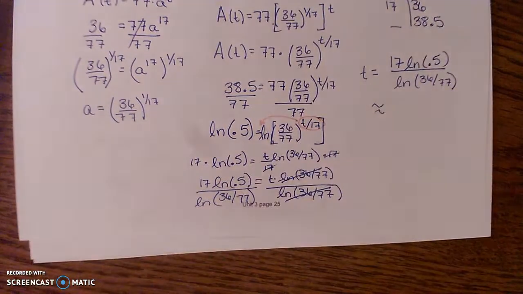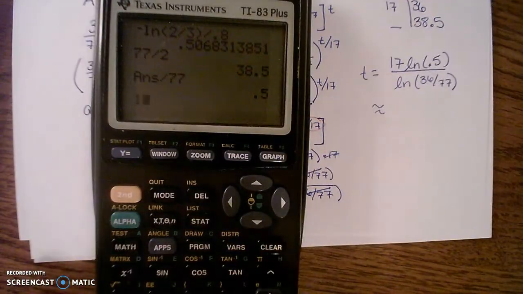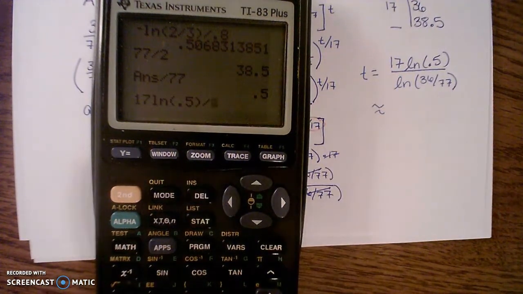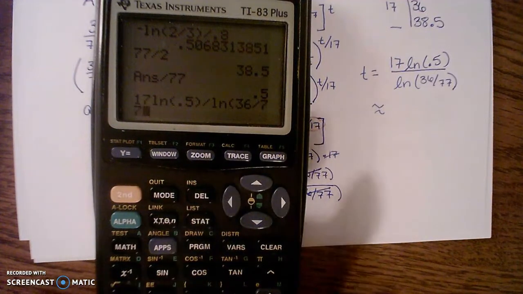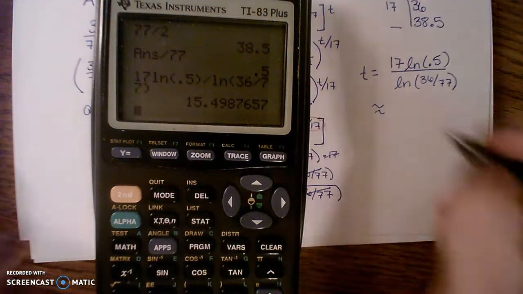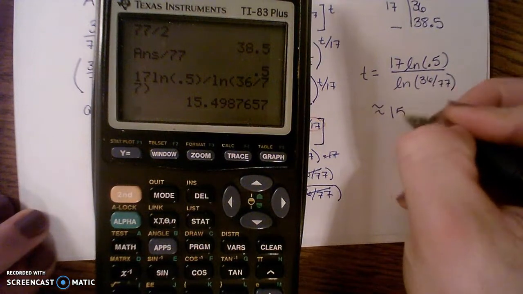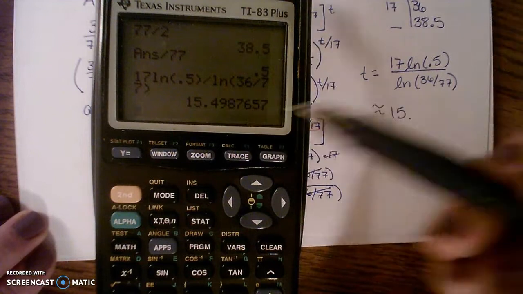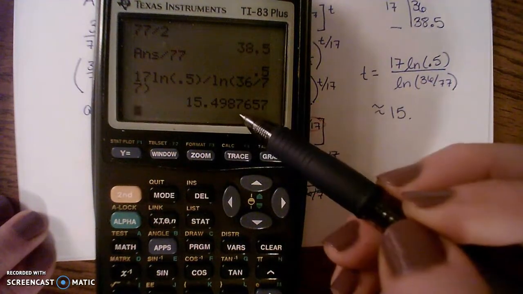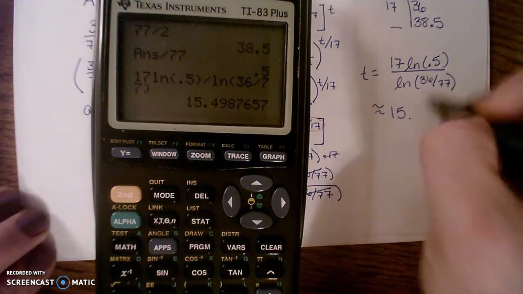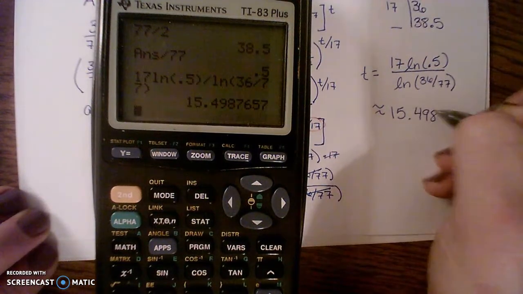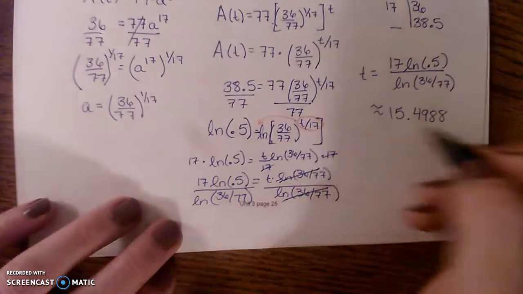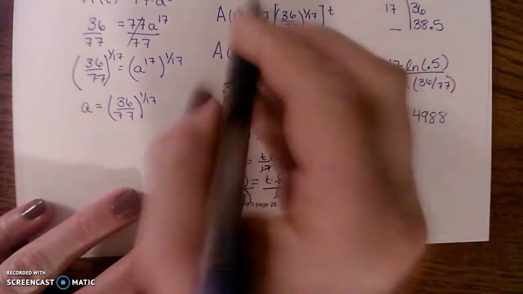And I should really get a decimal approximation for that. So 17 natural log of 0.5 over natural log of 36 over 77. So it's approximately 15, let's give it 4 decimal points, .4987, the next digit's 6, so that'll be .4988. Almost 15 and a half, and time was in days.